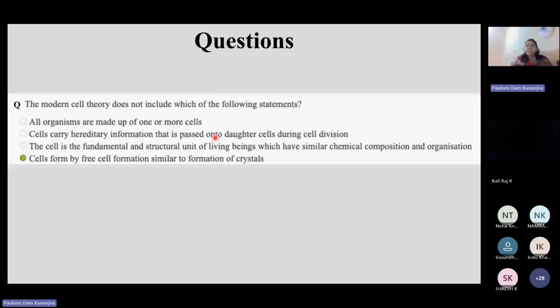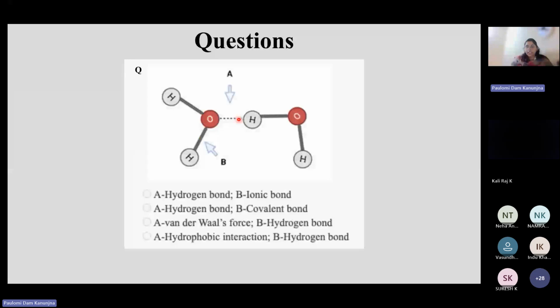You see there is an A here and there is a B here. So you need to tell me which kind of bonds are these. Which option is correct, basically.